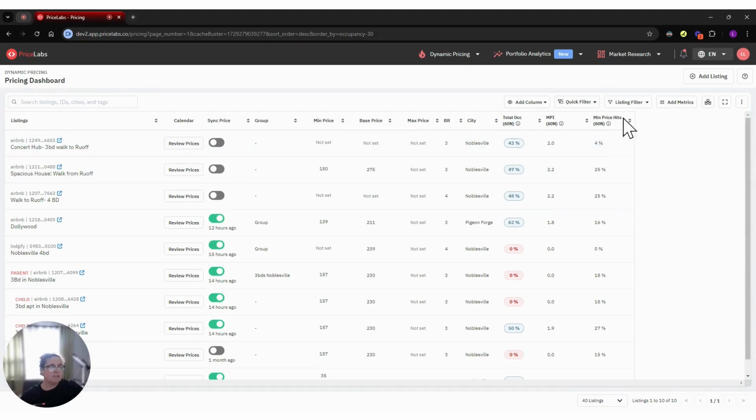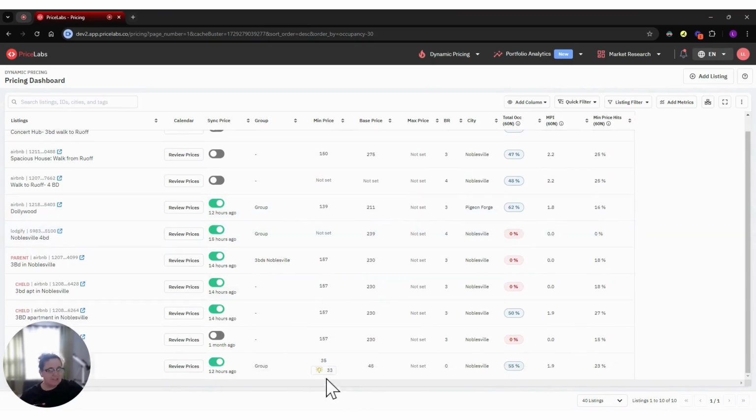Minimum price hits is, out of the next 60 days, what percent of those days is hitting your minimum price. When these are higher, you're typically going to get the base price nudges like you see here, or the minimum price nudges, excuse me, where it tells you to maybe differentiate your minimum price and your base price a little bit more so that there's some actual fluctuation and some dynamicness to your listing, right? So that kind of takes us through the pricing dashboard.